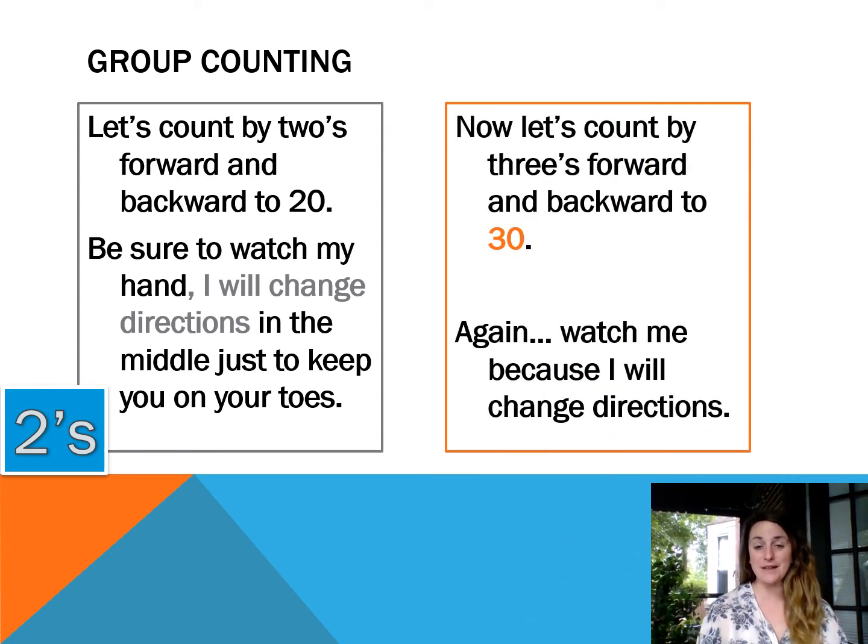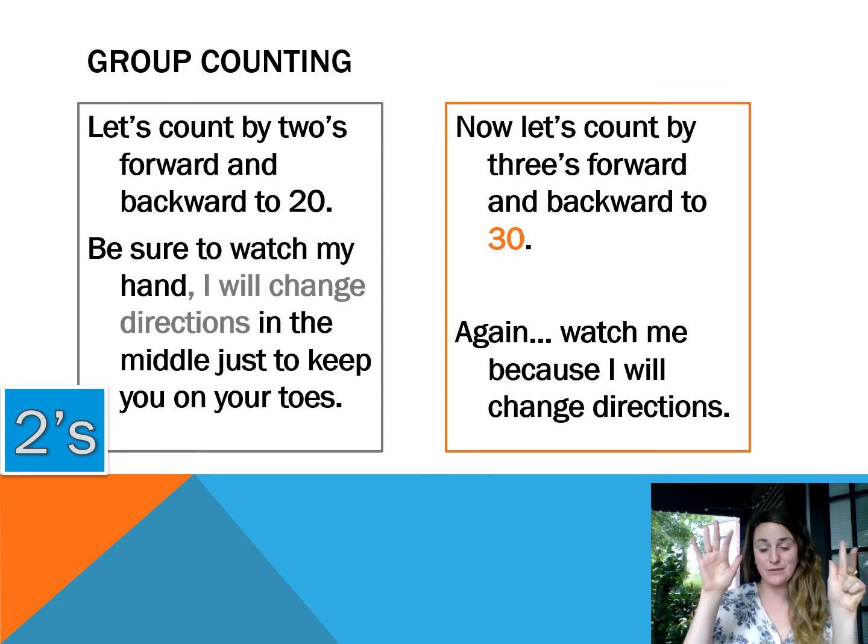Now, let's count by threes, forward and backwards to 30. Again, watch me because I will change directions. Empty fist step, and let's count by threes to 30, and go. 3, 6, 9, 12, 15, 18, 21, 24, 27, 30. Bring it down. 30, 27, 24, 21, 18, 15, 12, 9, 6, 3, 0.